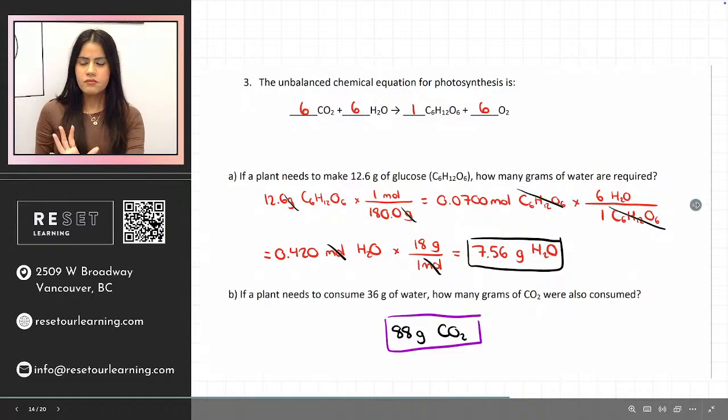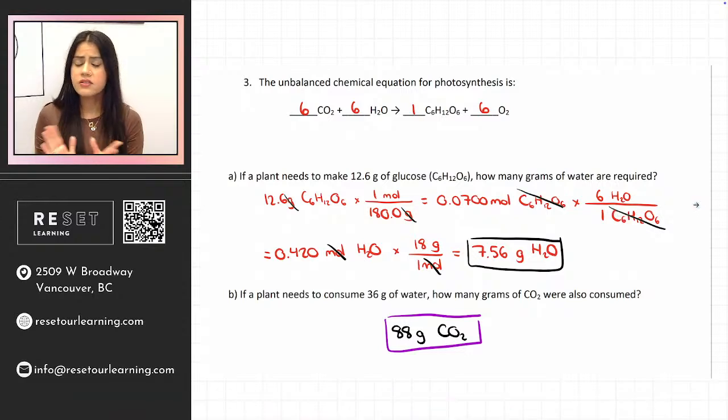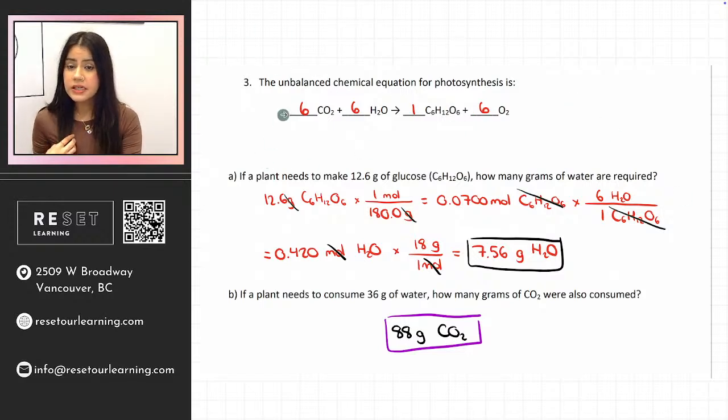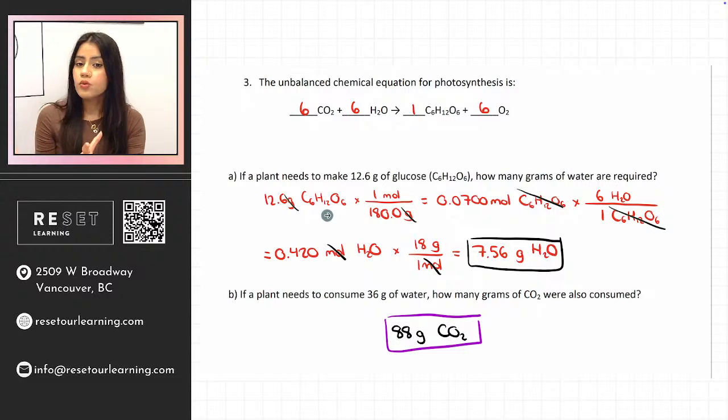Okay, I'll quickly go over this example. This is a photosynthesis equation. We have CO2, water, glucose, which is C6H12O6, and oxygen. When I balanced it, I got 6, 6, 1, 6 as my coefficients. In this case, they gave us the mass of glucose. They're asking us to find the mass of water. So I will have to do my mole conversion first from my mass.